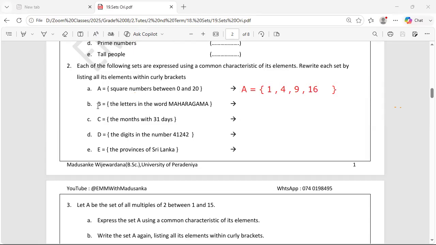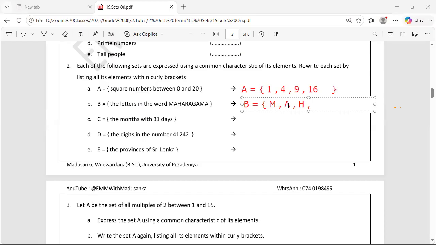Then D equals open curly bracket. The letters in the word Maharagama. So first things first, D equals open curly bracket. I am going to write unique letters. So M, yes, we have it, comma. A, yes, we have to write it, comma. H, we have to write. It is not a repeated one. Comma.